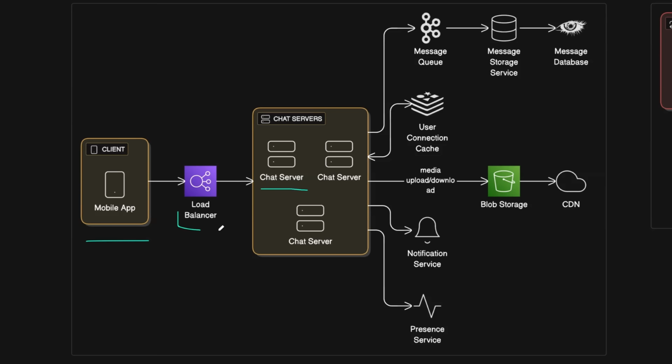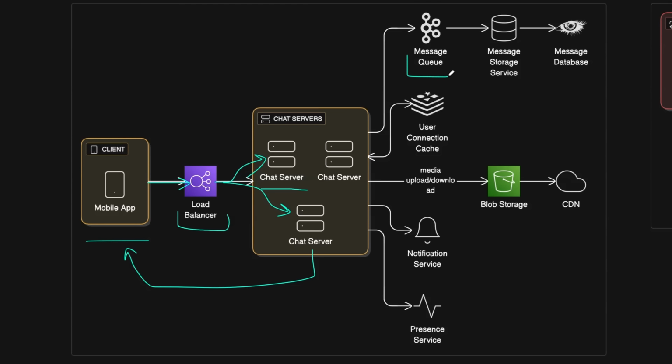The next piece is the load balancer, which sits between the mobile app and the chat servers. This will be responsible for routing the incoming traffic between multiple chat servers to handle the peak load and traffic. These chat servers will maintain a WebSocket connection to the client, a persistent two-way communication channel that will stay open, and they will route messages between users, track who's online, and handle message persistence.